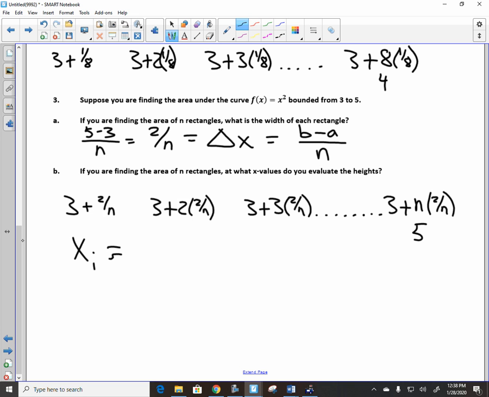x sub i is the beginning, or a. So we started at 3. That's our a value. And we added onto that the width, which is b minus a over n, times i. i represents which rectangle we are using.